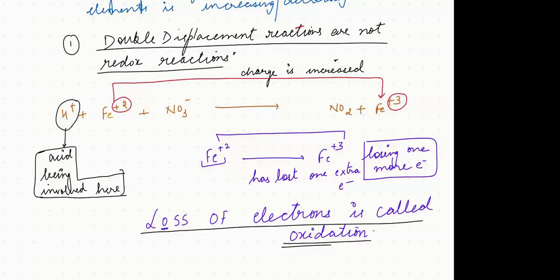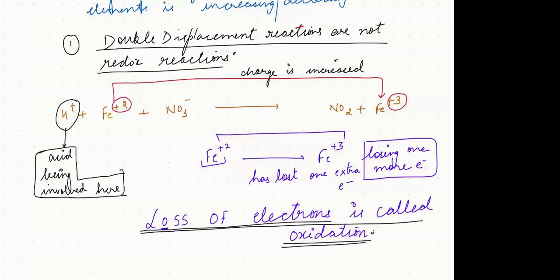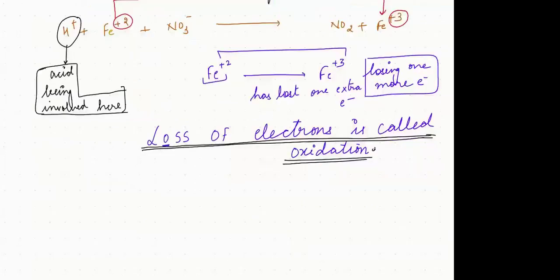You understand the point? Yes. Loss of electrons is called oxidation. So whenever an element is seen to lose electrons, we call it oxidation. Similarly, if I give you the oxidation case, Mg is neutral, right? And when it becomes Mg+2, that means it has lost 2 electrons. So we say Mg is going from 0 to Mg+2.